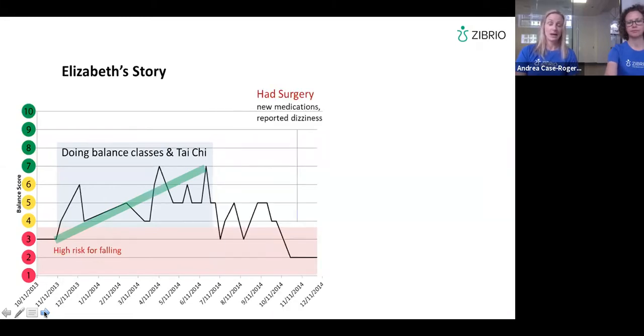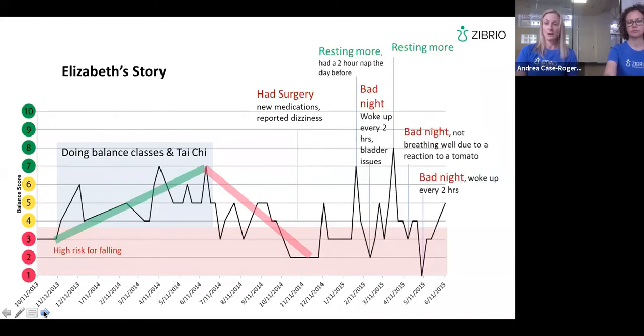Unfortunately, Elizabeth had some health issues, and those health issues really affected her balance, and we picked up on that as time went on. She did in fact have surgery, and you can see now where we had that positive trend, now we had this negative trend. We got to the point of surgery. You would hope that that would lead to things being better and she can get back on track. Unfortunately, this particular person with Elizabeth, she had quite a turbulent time afterwards.